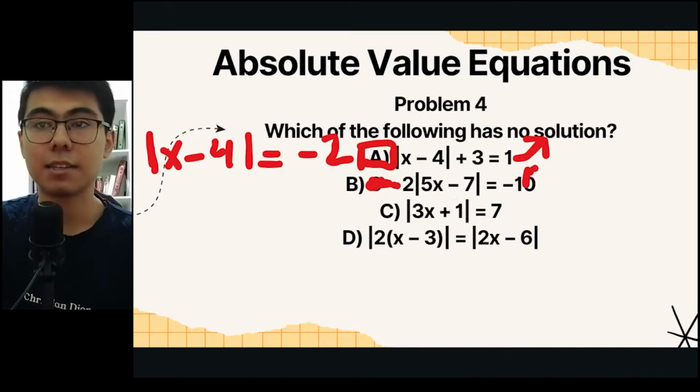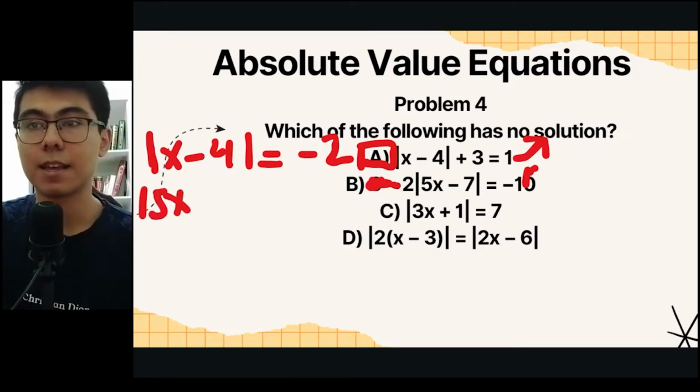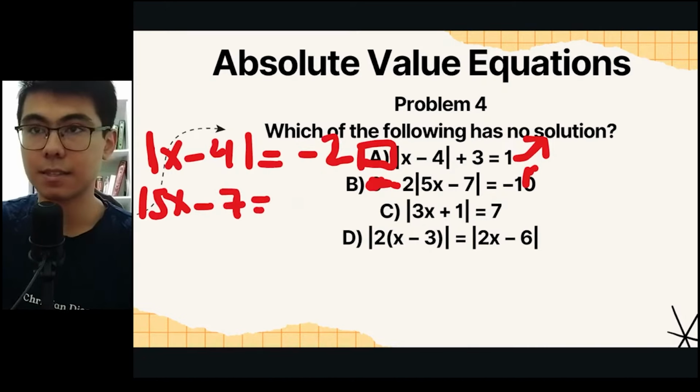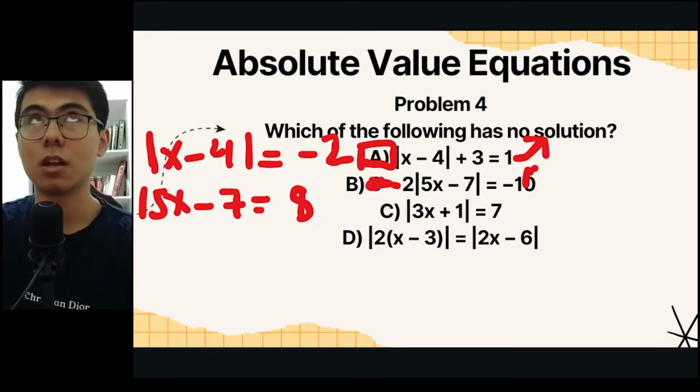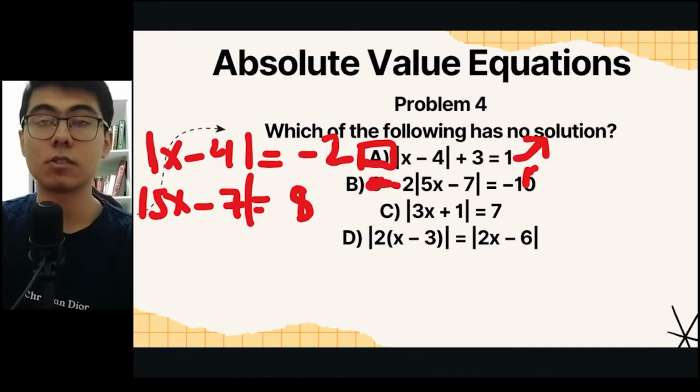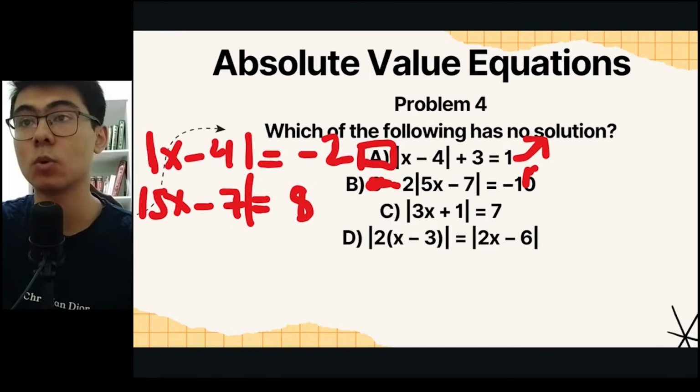After that, if we divide it by negative 2, that's going to be |5x - 7| = 8, because negative 16 over negative 2 is going to be 8. As you can see, it's set equal to a positive number. 8 is a positive number, so that's why there are 2 solutions. And we want no solution, so that's why B is wrong.